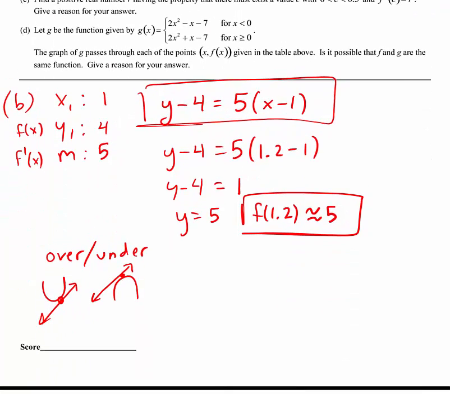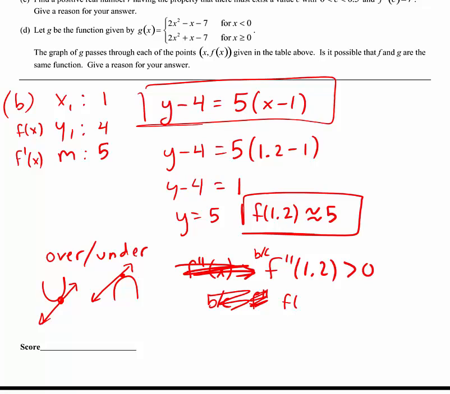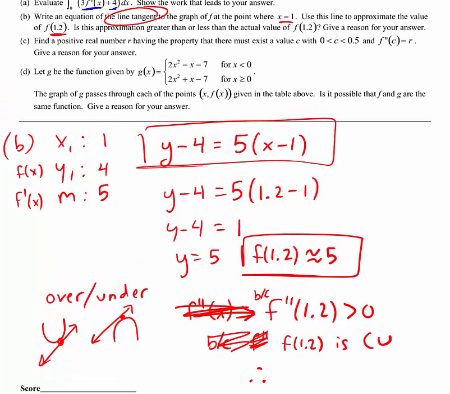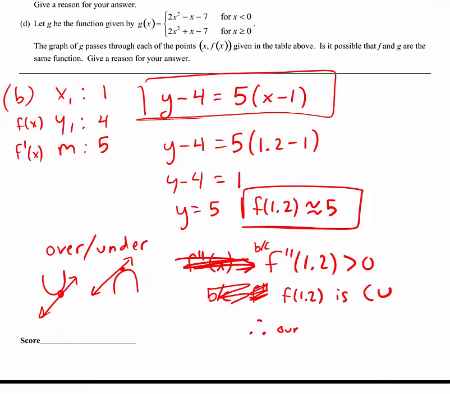So what we can basically say is f double prime of x, f double prime of 1.2 is greater than 0. They told us that. So we would say that because of that, f is concave up, and therefore if it's concave up, it's an under approximation. So we would say that our approximation is less than f of 1.2.